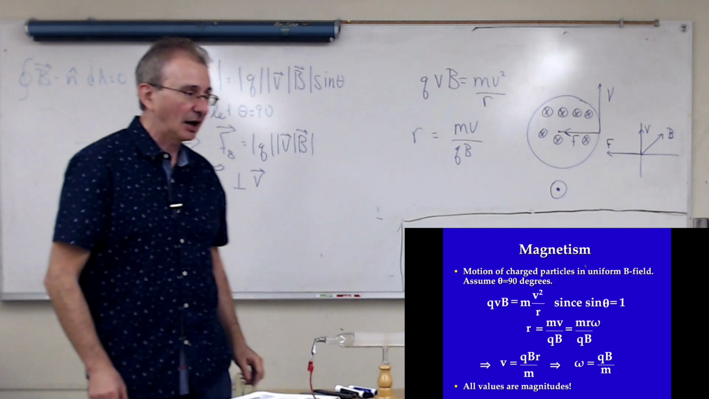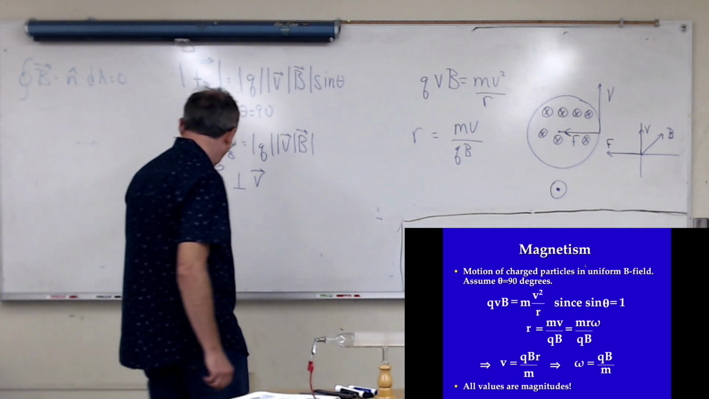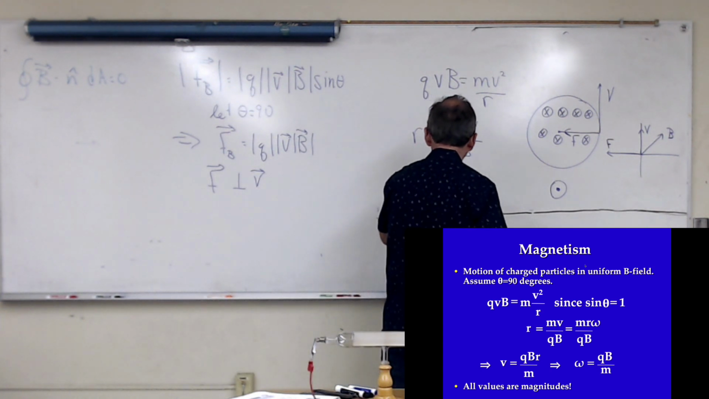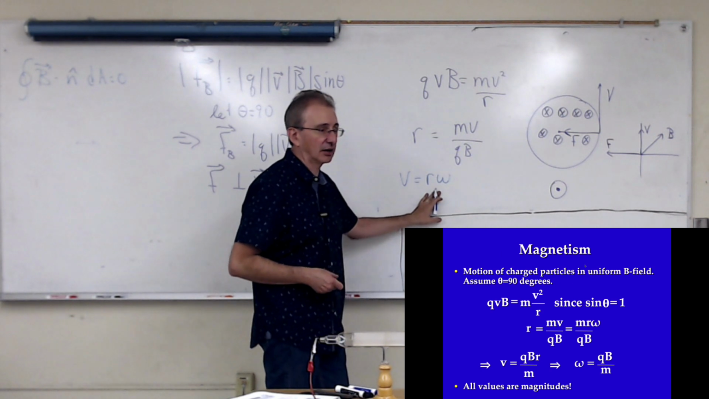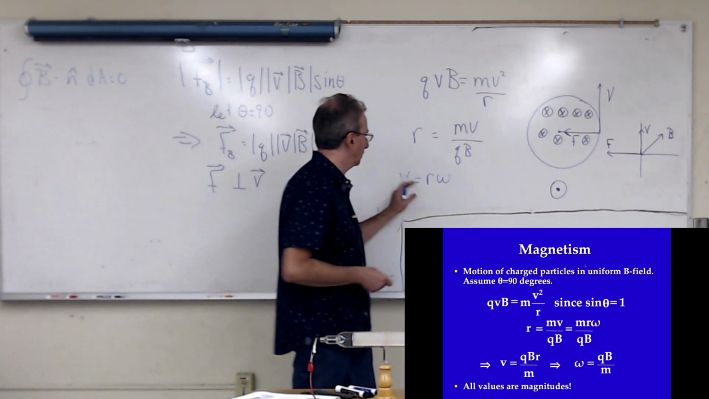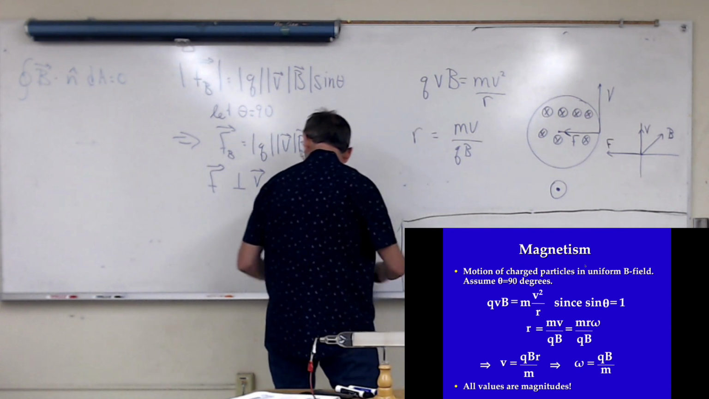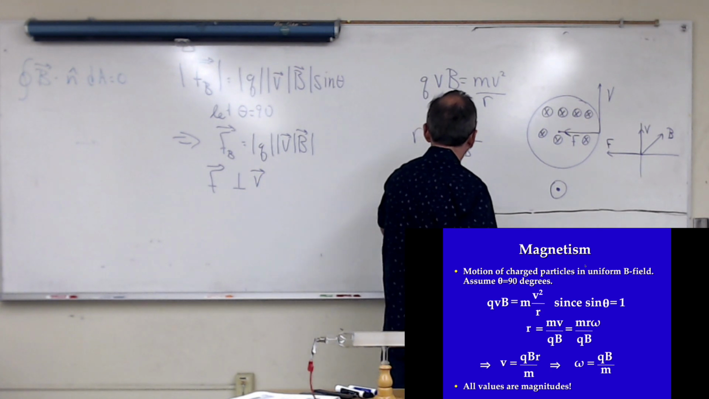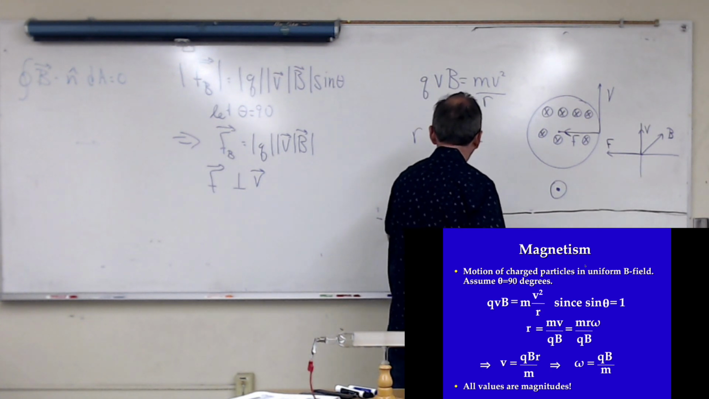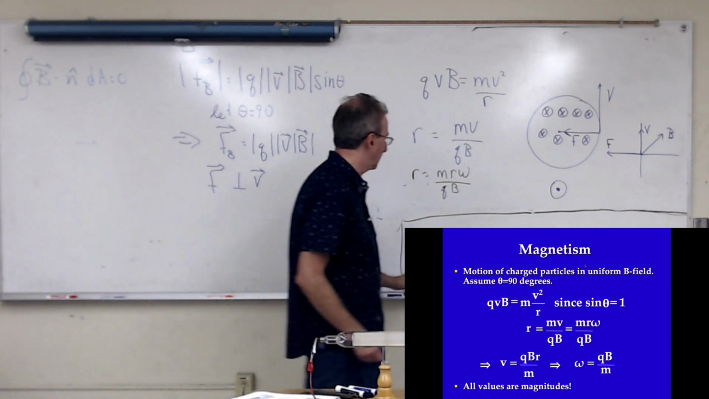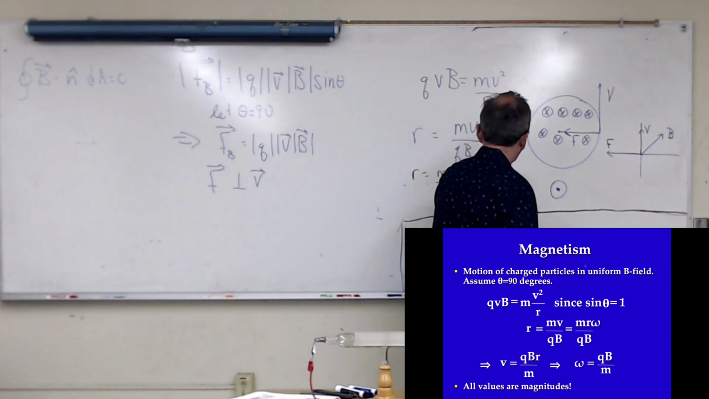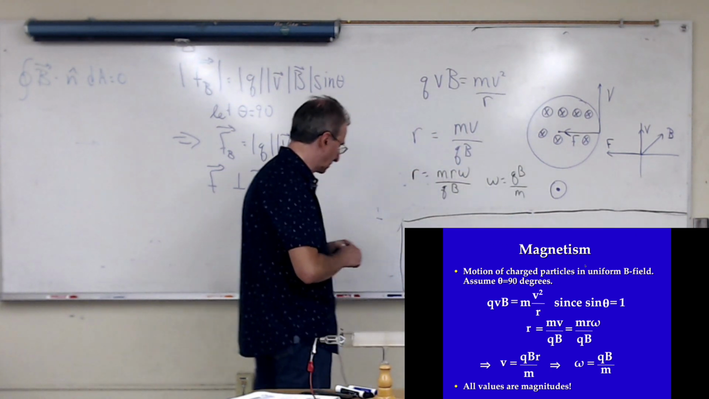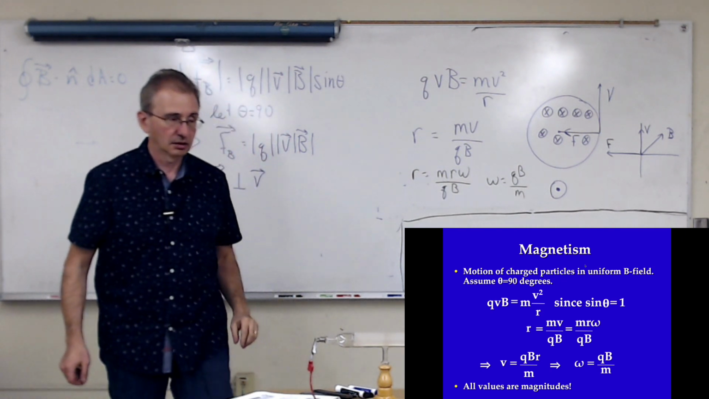Okay, now since it's going in a circle, I don't know if you remember that V is R times omega, where omega is the angular velocity. And so if you substitute R omega, then you get R equals m R omega over QB. And then you get a real simple relationship. Omega is QB over m. And so this will be the angular velocity of the charged particle in a magnetic field.